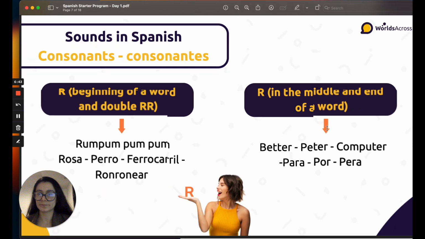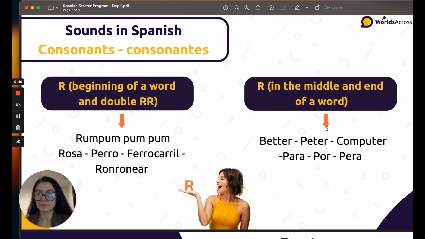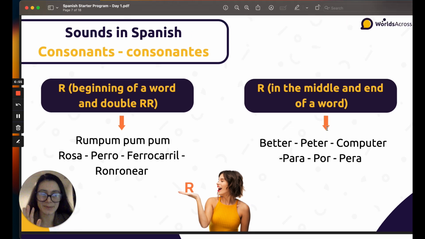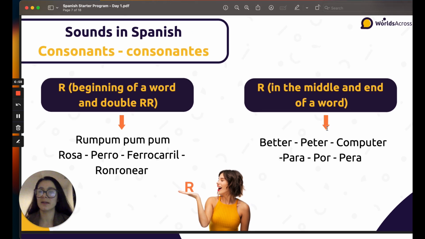Now, let's move on. Here we have the terrible letter R, but it's not that terrible at all once you know these tips. Of course, it's everything with practice, but everybody in the end masters this pronunciation, okay? The R in Español can only be pronounced that way, strong, if it's at the beginning or if it's double R, okay? If not, then it's easier, okay? But let's start with the first one.